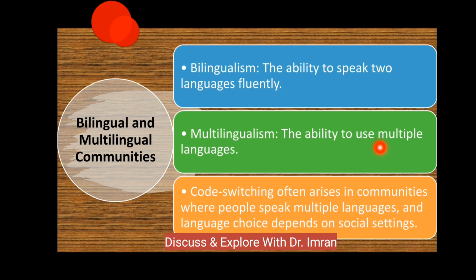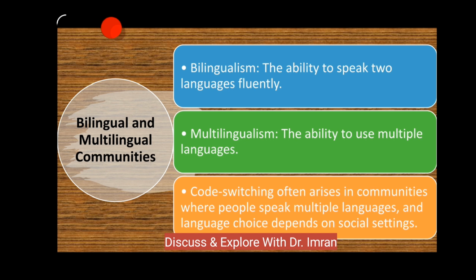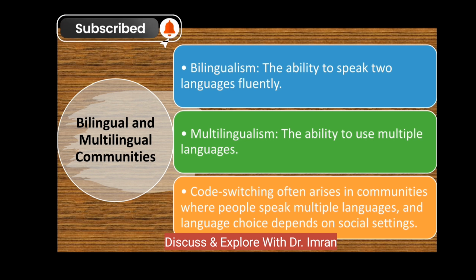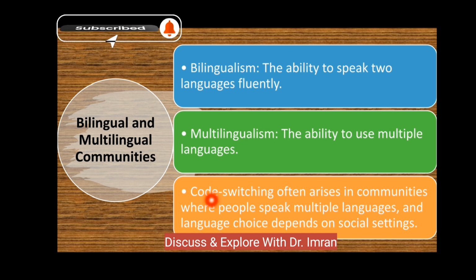Multilingualism, the ability to use multiple languages, and if you are fluent in multiple languages, you understand and speak multiple languages, so then you are multilingual. But again, it's not possible that in all the languages that you speak or understand you will be equally proficient. It's not possible, right? So code switching often arises in communities where people speak multiple languages.